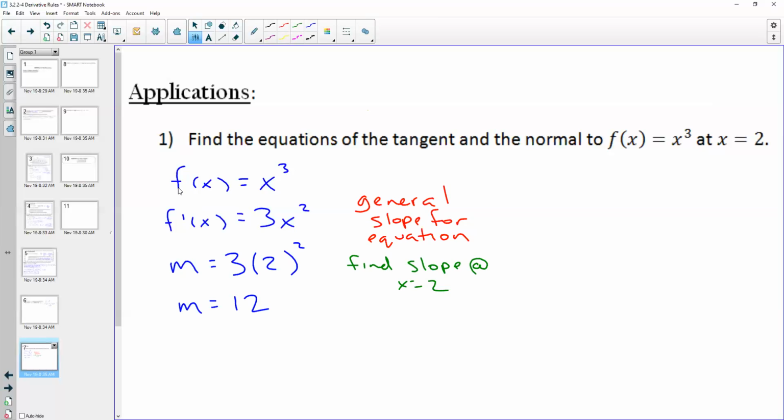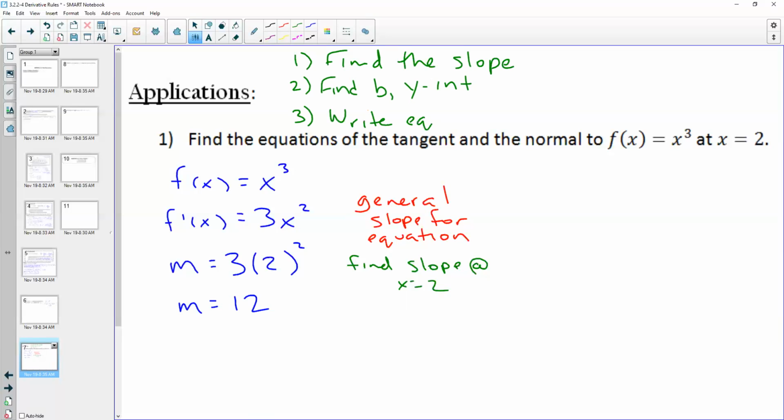Okay, so I just wanted to do a little refresher. I'll write our 3 steps for when we are finding equations. So 1, we're going to want to find the slope. 2, we want to find b, which is the y-intercept. And then lastly, we will write our equation in standard form.